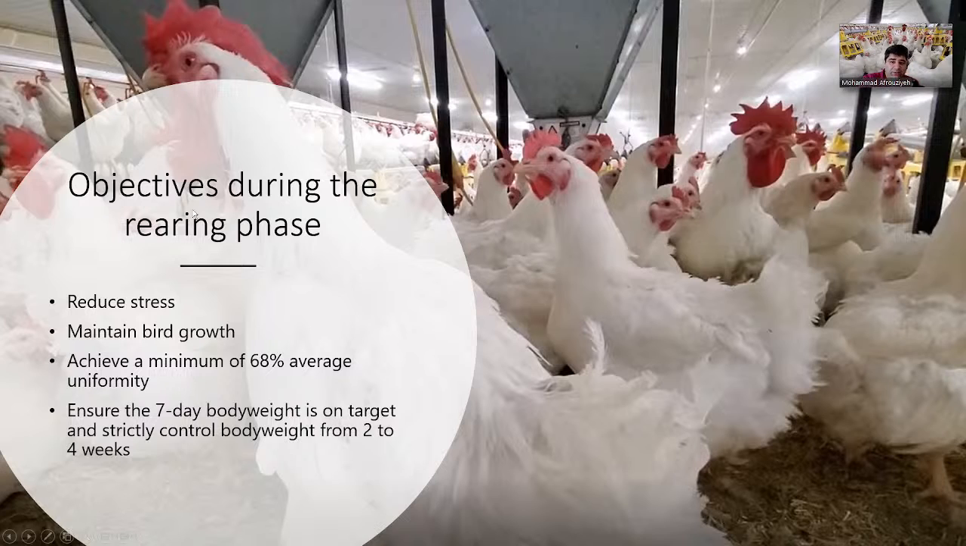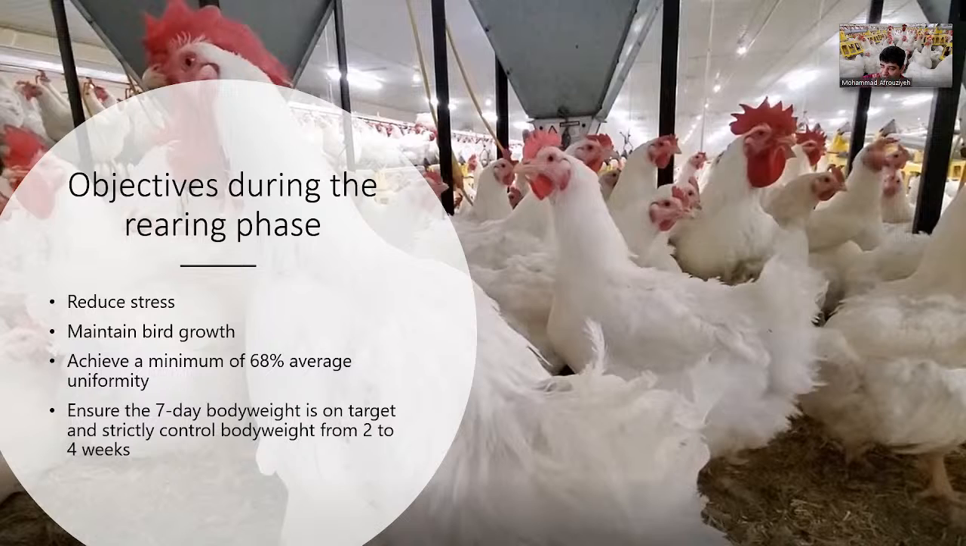Usually, objectives during the rearing phase are to reduce stress as much as possible, maintain bird growth, achieve a minimum of 68% average uniformity, but it is minimum. The more the better. And ensure the 7-day body weight is on the target. And then strictly control body weight from the 2nd week to 4 weeks. So it's really important.